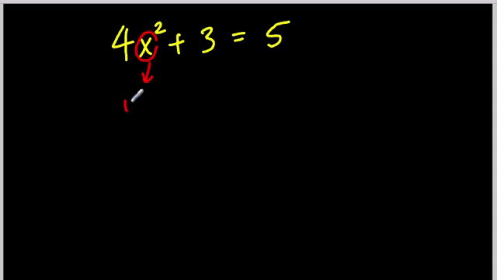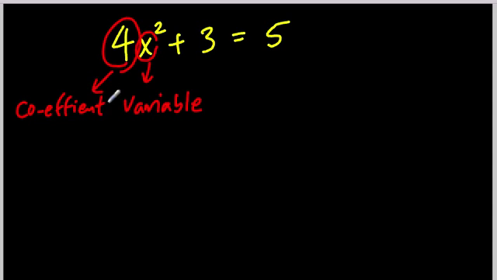So say, for example, I take 4x squared plus 3. Let me actually just extend it to, let's say, equals 5. Now, there are some really important terms that you need to know. So here, for example, the x clearly is the variable. We all know that x is a variable. It means it can take on any value. The 4, because it's in front of that variable, is called the coefficient. It's really important to know this term. The 2, obviously, is the exponent.